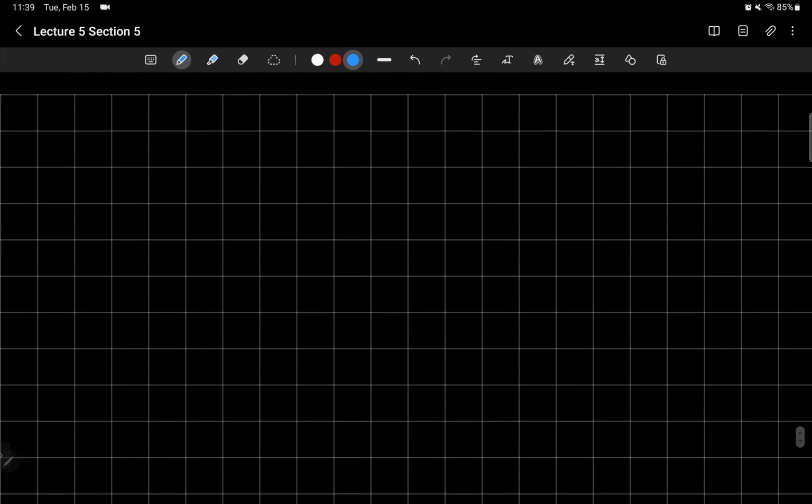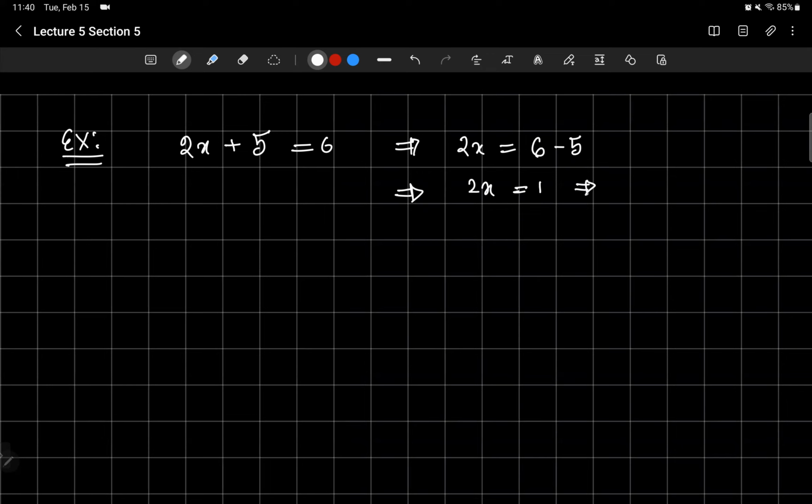So let me show you an example. Let's take that equation again, 2x plus 5 equals 6. What we can do is write it as 6 minus 5. That tells us 2x is equal to 1. Then we can solve for x as this, right? And if you put x equals 1/2, you can easily see that left hand side is 6, right hand side is 6. So x equals half is indeed a solution of 2x plus 5 equals 6, this equation.